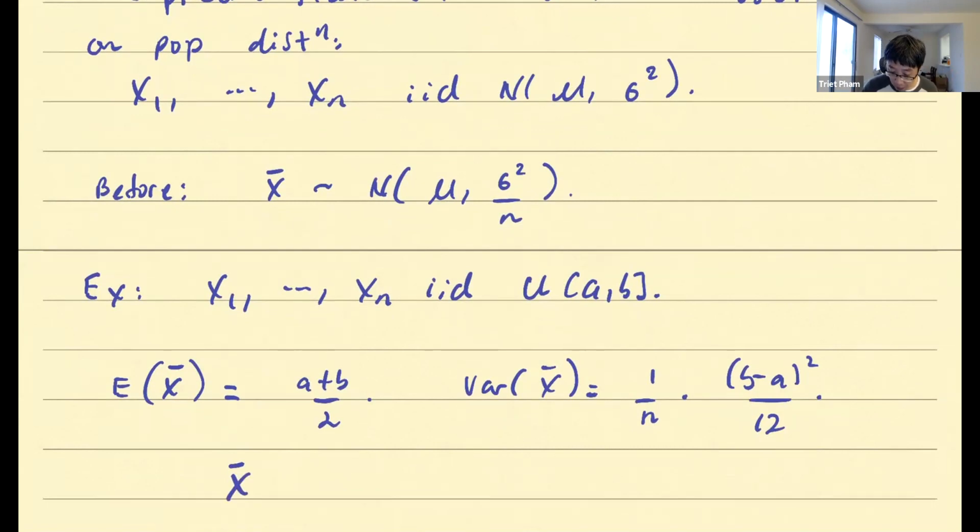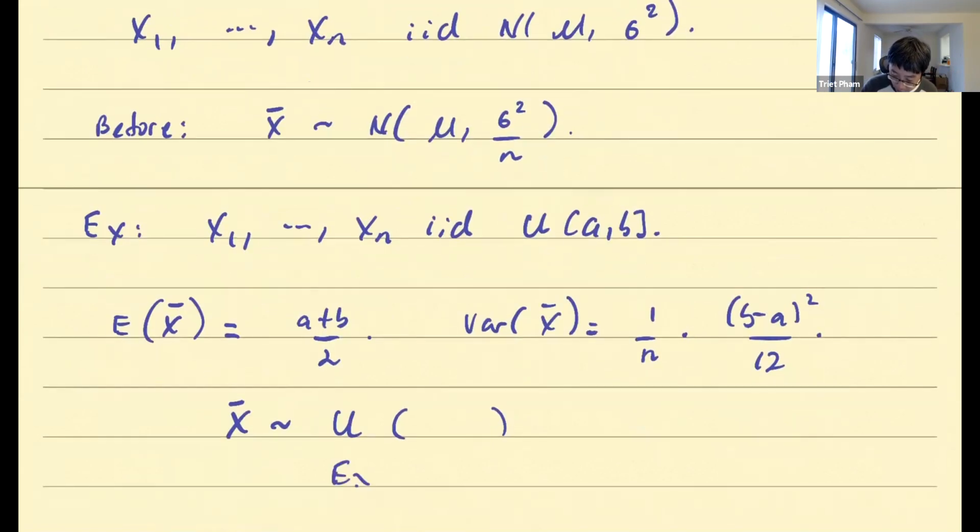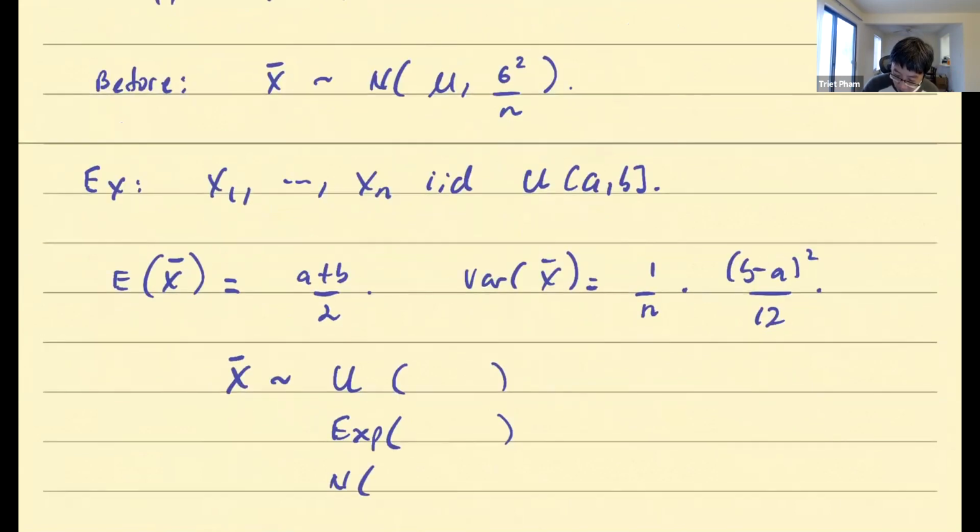Can I go home with this? Can I say something like, okay, X bar is, I don't know, uniform something something, exponential something something, normal something something. Now I'm going crazy, right? Because I'm just throwing possibilities out. But the question is obviously, can I say something about X bar beyond this? Can I say something exactly about the distribution of X bar? Can I say something about the density of X bar?